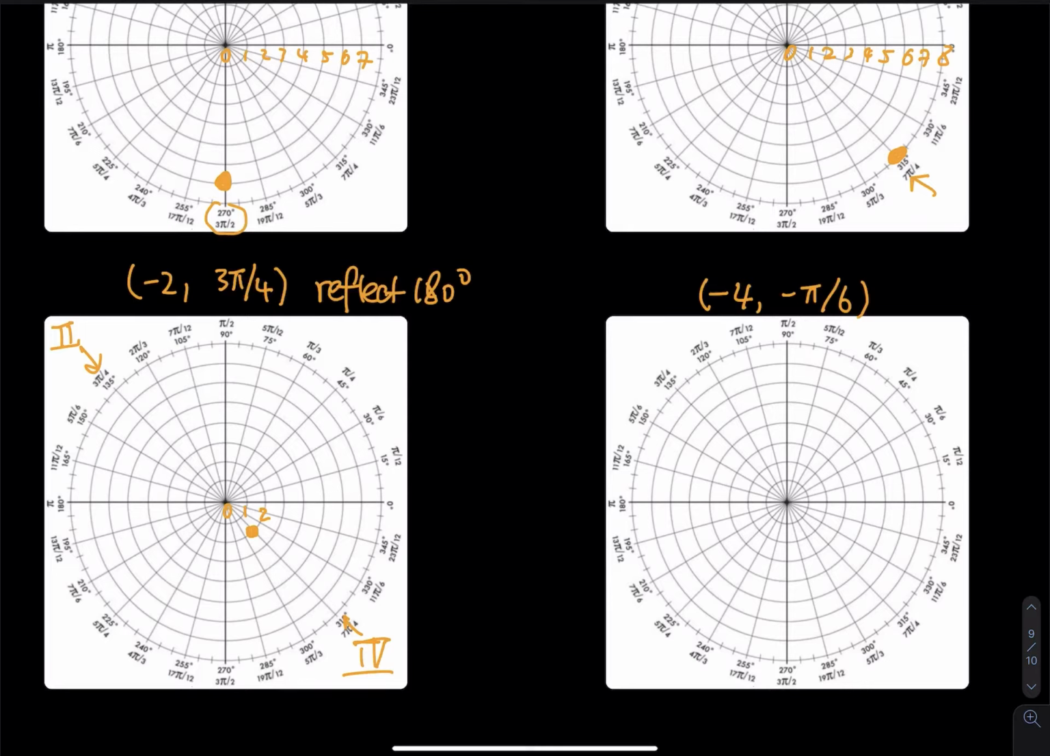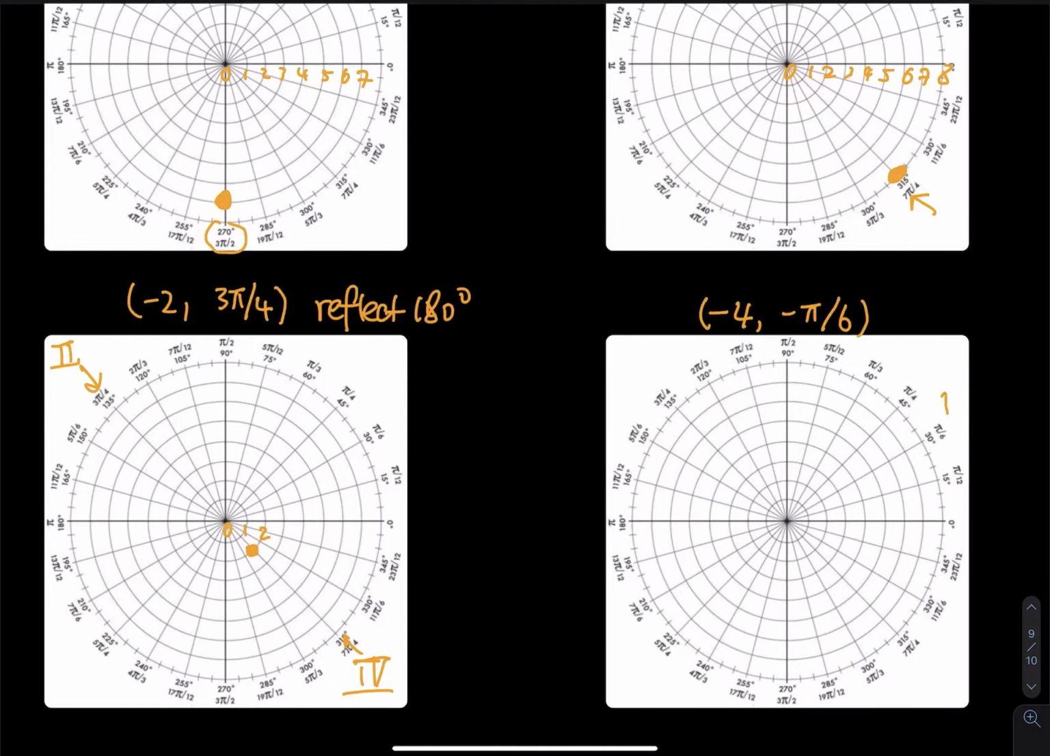So first of all, where is pi over 6? This is pi over 6. And then negative pi over 6 is right here. So we have 0, 1, 2, 3, and 4. Negative pi over 6, we have right there, but this point is temporary. So negative r, that means we have to reflect 180 degrees. So we have to jump from quadrant 4 to quadrant 2.